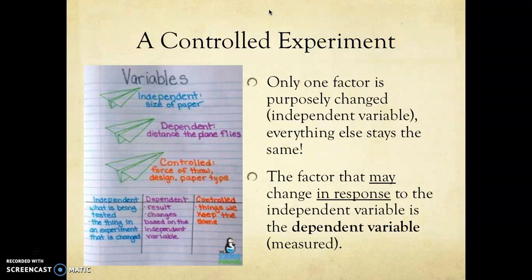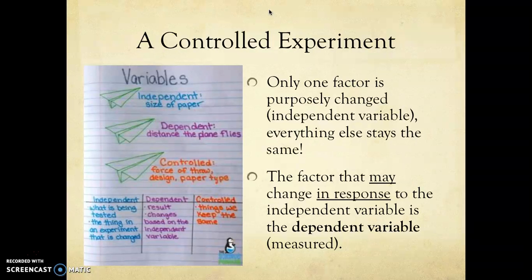Now everything else we say is controlled, meaning we don't change it. We keep it exactly the same. So if I'm using different size papers, I might want to make sure that I'm using the same thickness paper. So maybe that example of using a Post-it note and a piece of poster paper, that might not work so well because those are different thicknesses of paper. So that might be an issue there.